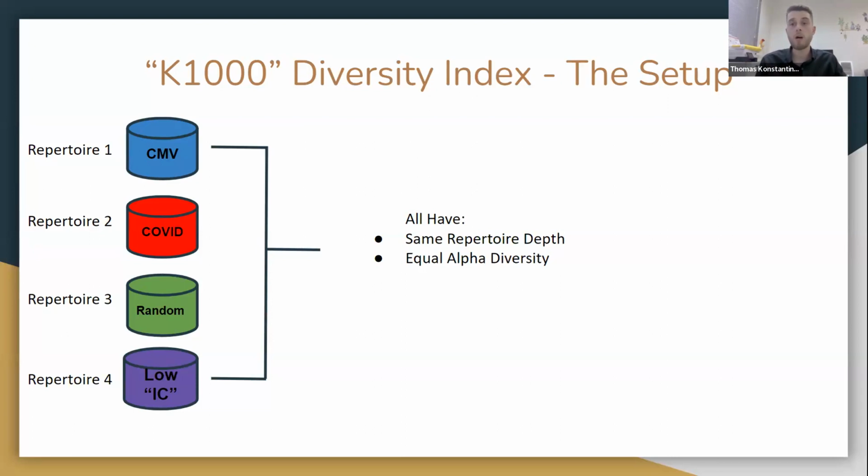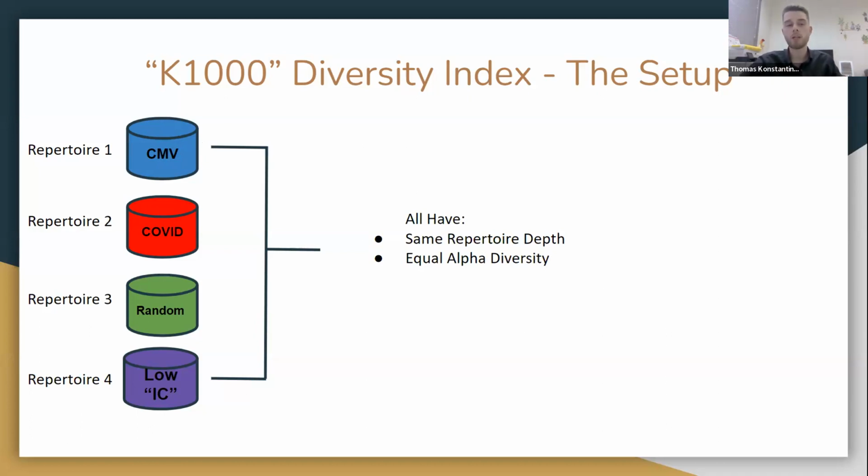We try to leverage the dissimilarity and the sequence-based dynamics of the sequences in a repertoire in order to infer diversity. So I'm about to show you a figure, but before that I will tell you the setup for the figure. You can see in my current slide that we took 4 different data sets. We have a repertoire from the Emerson CMV dataset. We have a single repertoire from a COVID dataset. We have a random repertoire, which basically is a long list of random sequences.